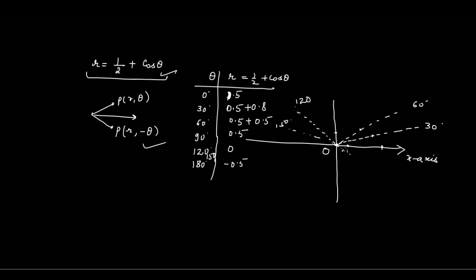So if you draw all these points freehand, what will you get? At 120 it will become 0, then back distance at 180 it is 0.5. So you get some inner loop. Now since your graph is symmetrical about the x-axis, you get some inner loop over here. So this is the graph of r is equal to half plus cos theta. These are called limacons, a limacon with an inner loop.